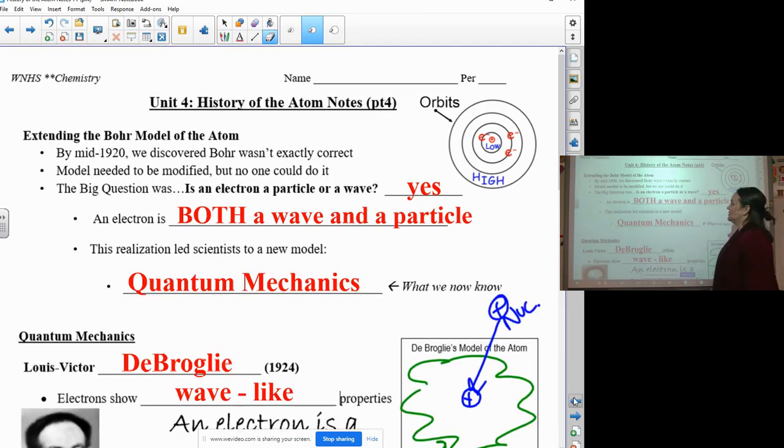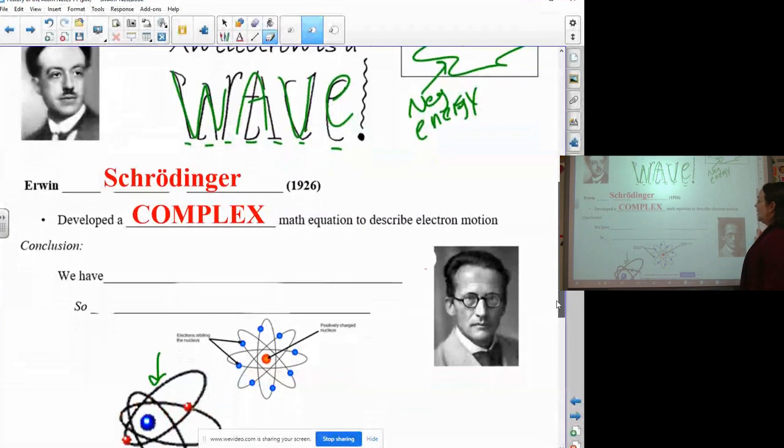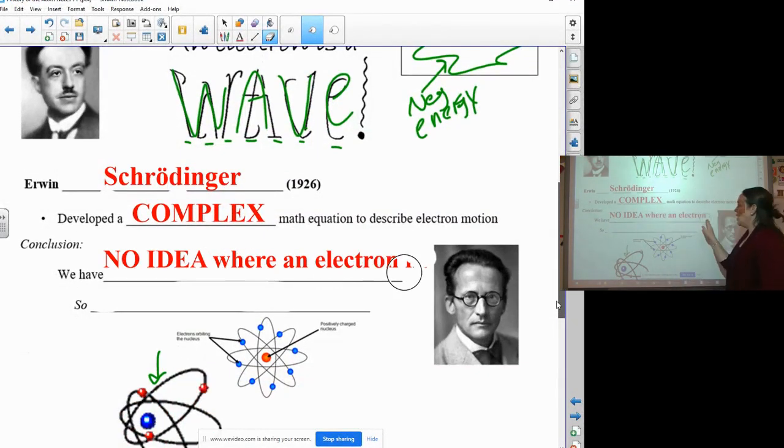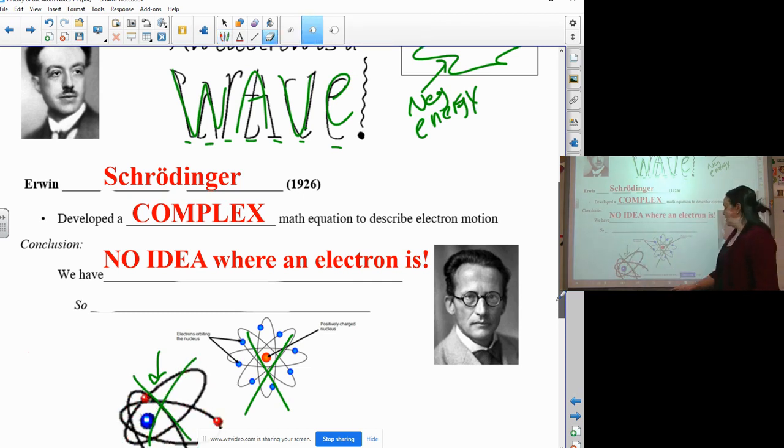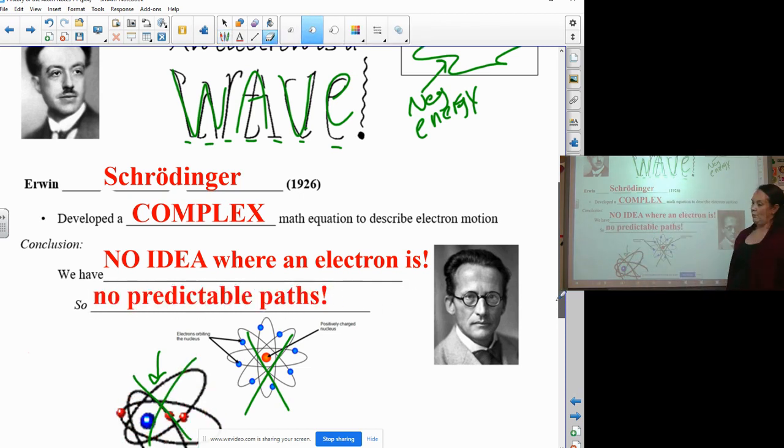So back to your notes here. We have no idea where an electron really is. So the idea that Bohr said that you can predict these little predictable paths for the electron, just like planets around the sun, is absolutely wrong. No orbits, no orbits, no predictable paths.